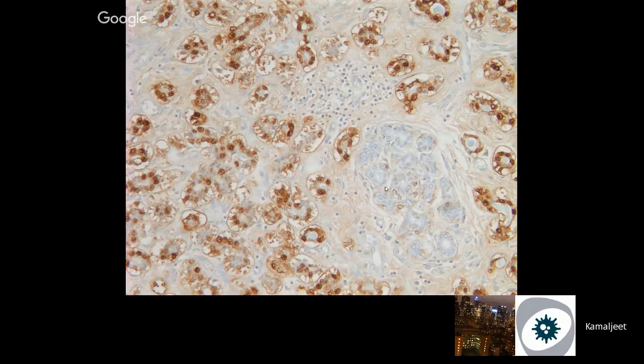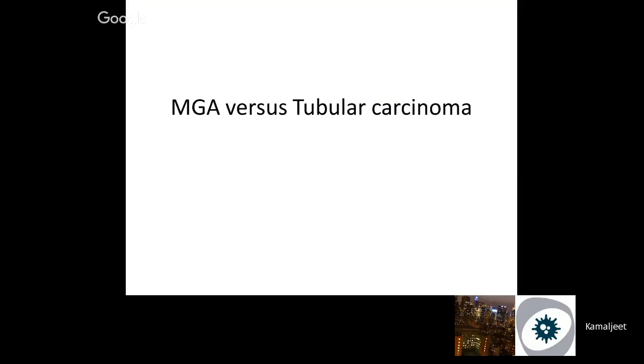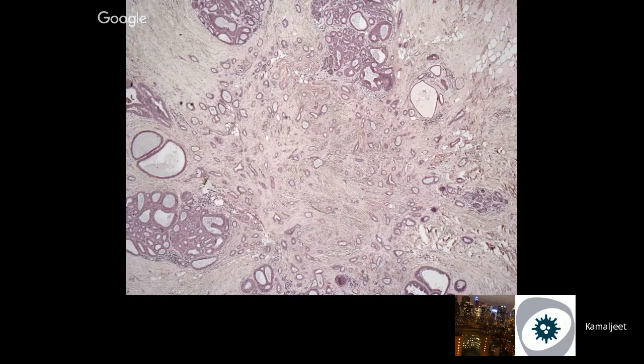S100 stains the myoepithelial cells too. So they can undergo apocrine change, and they can undergo atypical proliferation leading to carcinoma. And most of the times, they are triple negative basal type tumors that arise from MGA. So that was MGA versus tubular carcinoma.